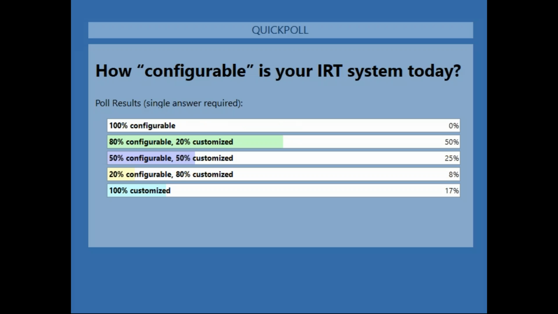And I think more and more of us are starting to realize that that may never exist. So this 80% configurable and 20% customized bucket is one that we see fairly commonly across all of our sponsors.